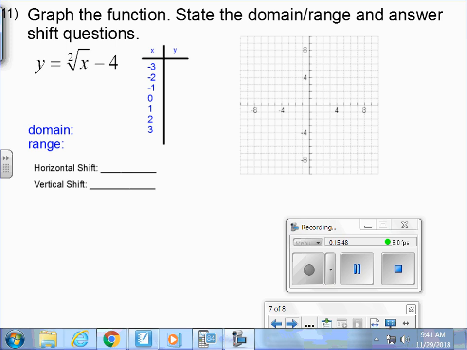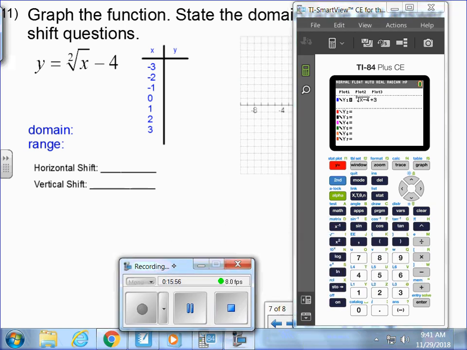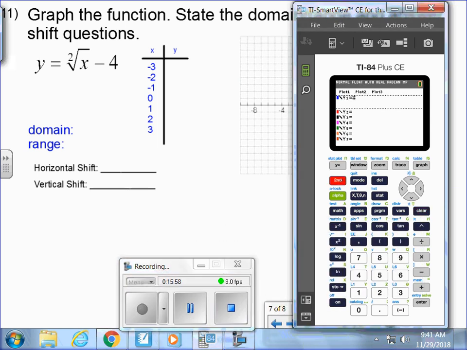Next up is number 11. Looks like another graph question. Get my calculator back up. Let's clear out our old graph from the earlier problem. We're going to be doing the square root of x minus 4. Make sure, again, your minus 4 is not under the radical. Graph it and see what we're looking at.